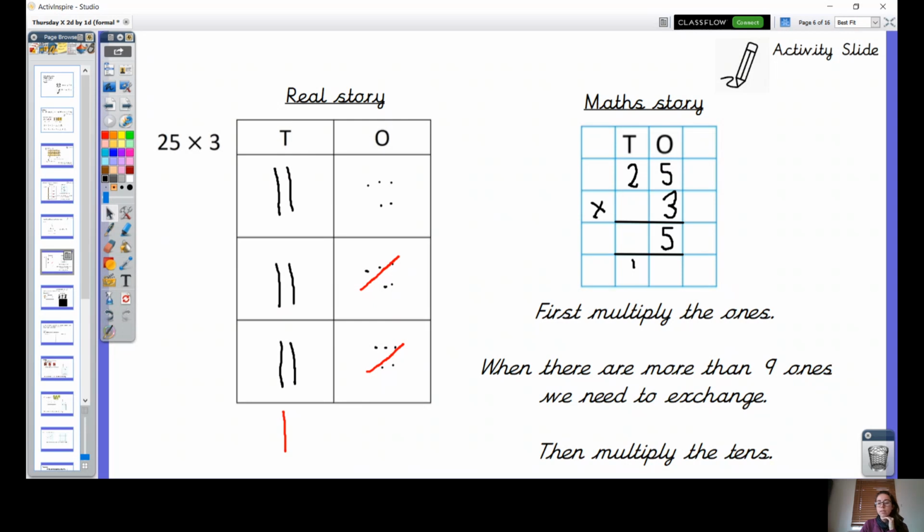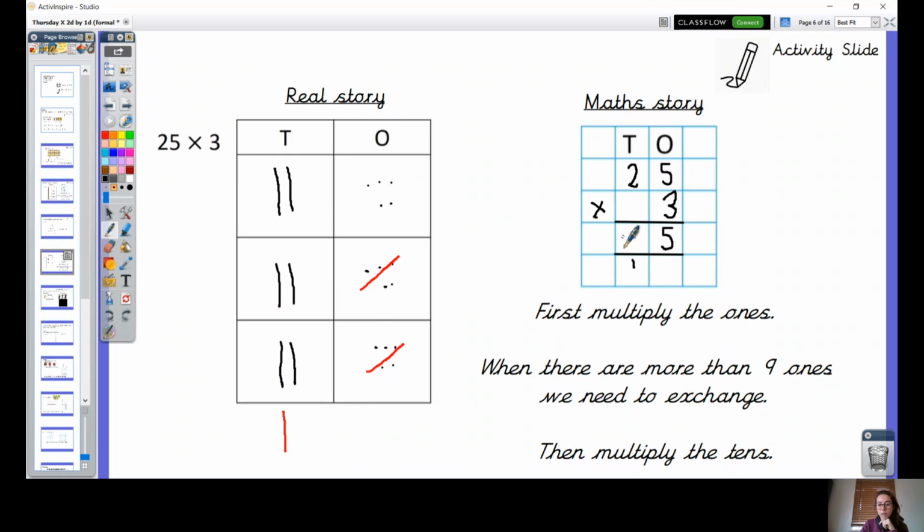Now, then multiply the 10s. So I'm going to look at my 3 again, and I'm going to multiply the 10s here. I need to do 2 times 3, and I must remember that extra one underneath. So I've got 2 times 3 is 6. I've got one more, that's 7.